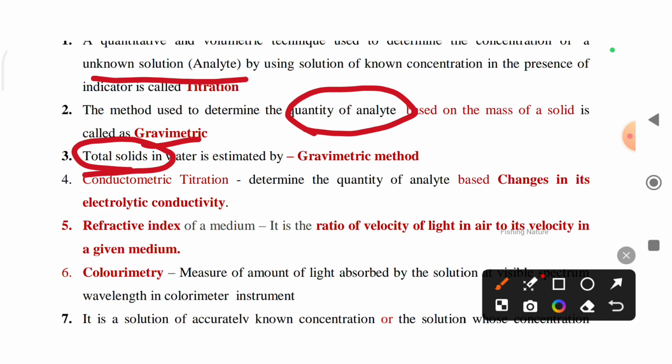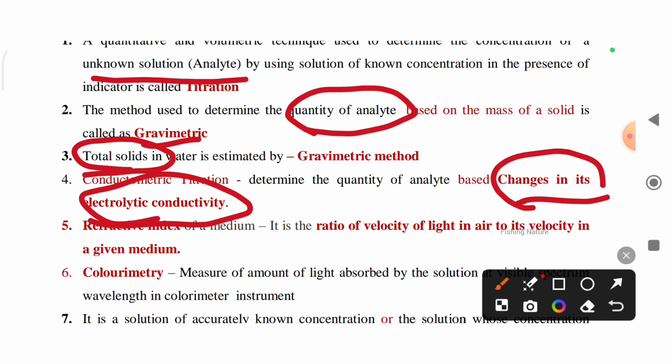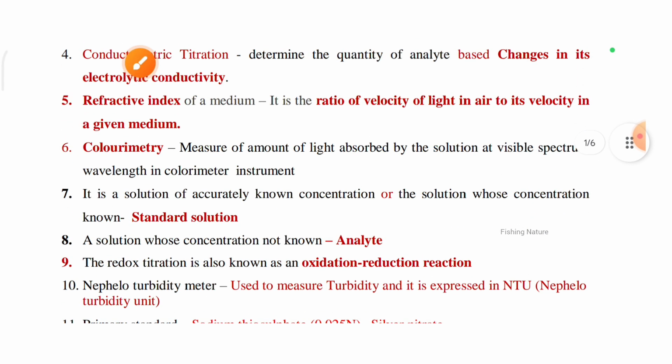Next, conductometric titration means determining the quantity of analyte based on changes in its electrolytic conductivity. In the word conductometric itself, we have to know that it measures changes in electrolytic conductivity. Next, the refractive index of a medium is the ratio of the velocity of light in air to its velocity in a given medium. It is the refractive index.